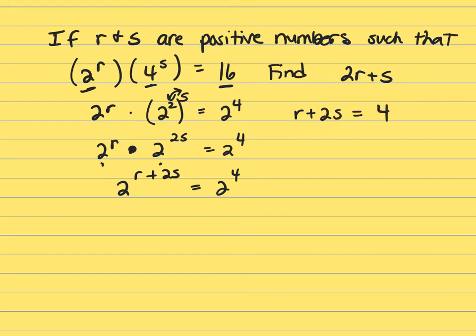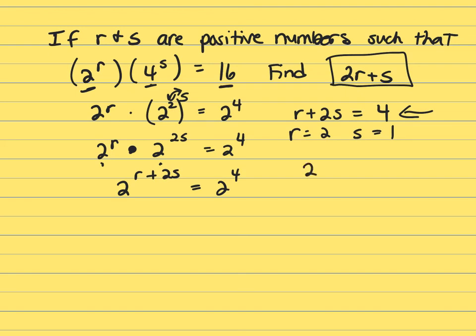So we have that r plus 2s equals 4, but we're trying to find 2r plus s. Look at this equation. We know they're positive numbers. R and s are positive. What's the only value of r and s that will give you 4? R would have to be 2, s would have to be 1. There's not any other ones, just by eyeballing that.